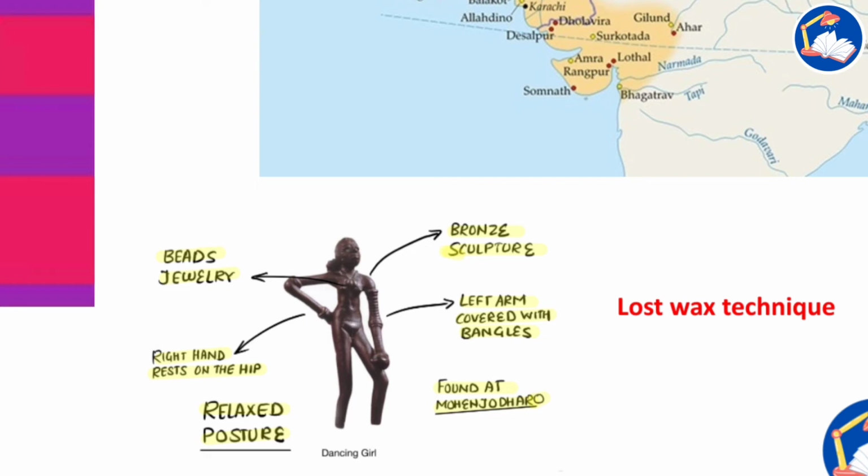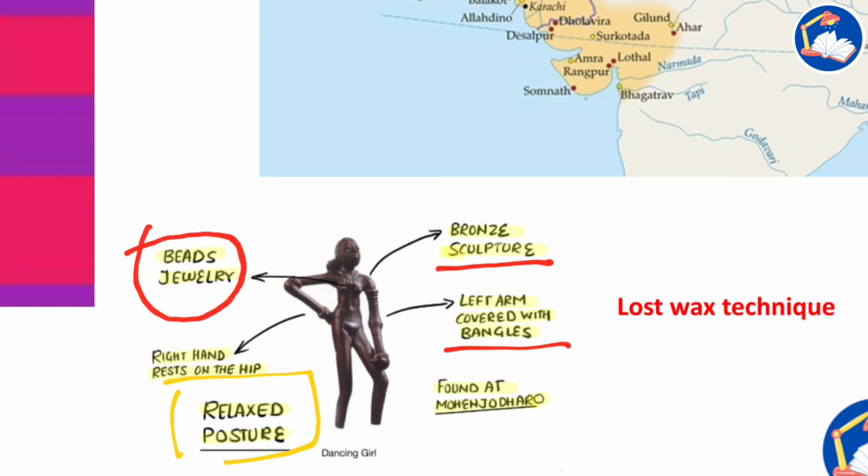So what are the characteristics of the dancing girl? It is a relaxed posture, and the left arm is covered with bangles. It is a bronze sculpture, made of a mixture of copper and tin. Then we have beads, jewelry on the neck. It is the only thing.